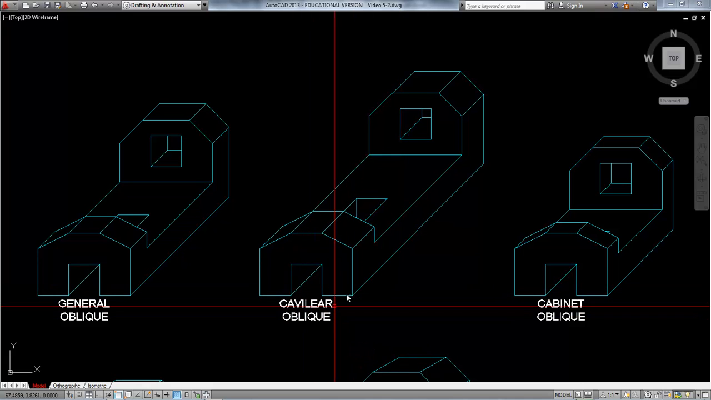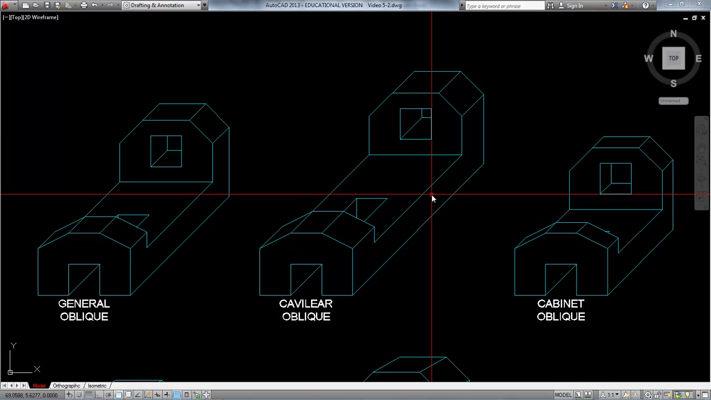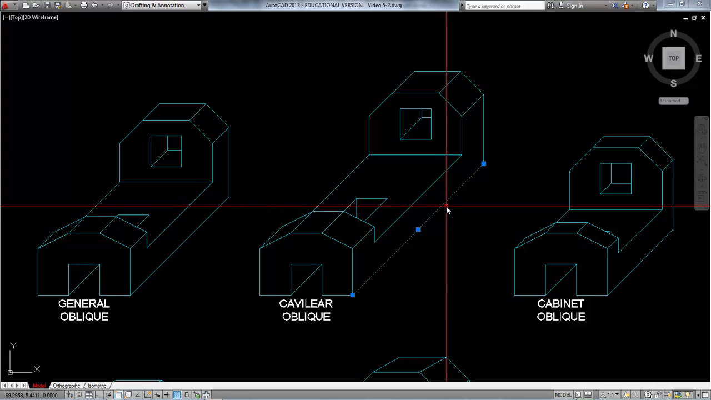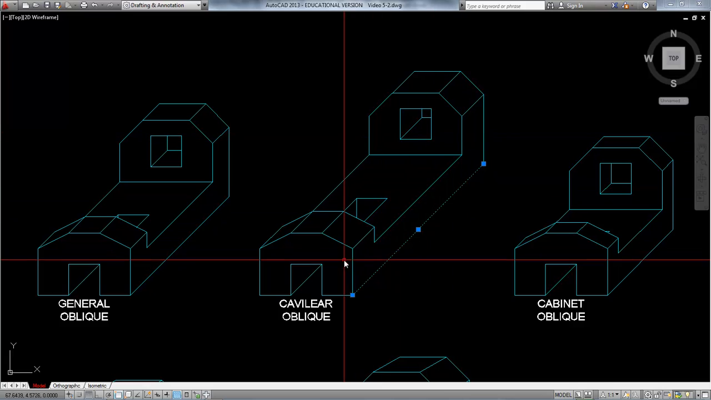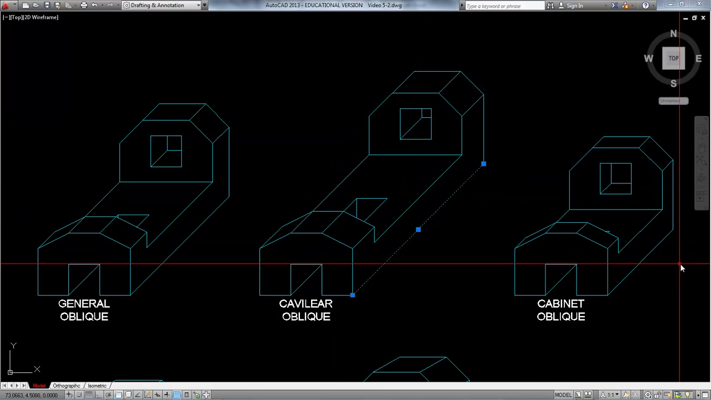On a cavalier oblique, the length of the receding lines is drawn full scale. The problem with the cavalier oblique is that even though it's the only one that's drawn to the real length, if this line is 4 inches long on the part, you would draw it 4 inches long in the oblique view. However, you get a distorted view. These parts just look overly long. It's not very easy to look at.